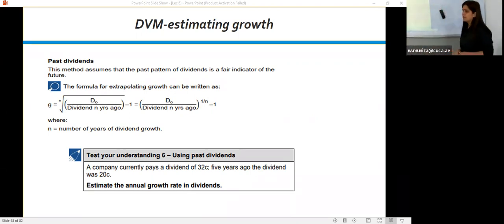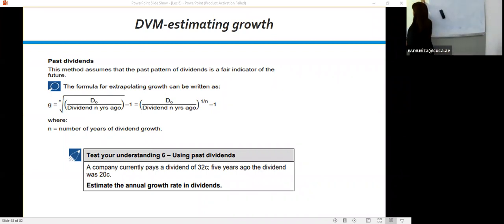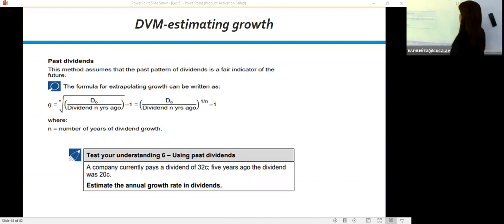So the formula to calculate growth is DO, that is the current dividend, divided by the dividend n years ago, raised to the power 1 over n, minus 1. The requirement of the question is to estimate the annual growth rate in dividends. A company currently pays a dividend of 32 cents. So the current dividend is how much? 32 cents, divided by the dividend 5 years ago, which was 20 cents. The dividend n years ago, n is how much? 5. Raised to the power 1 over 5, minus 1.